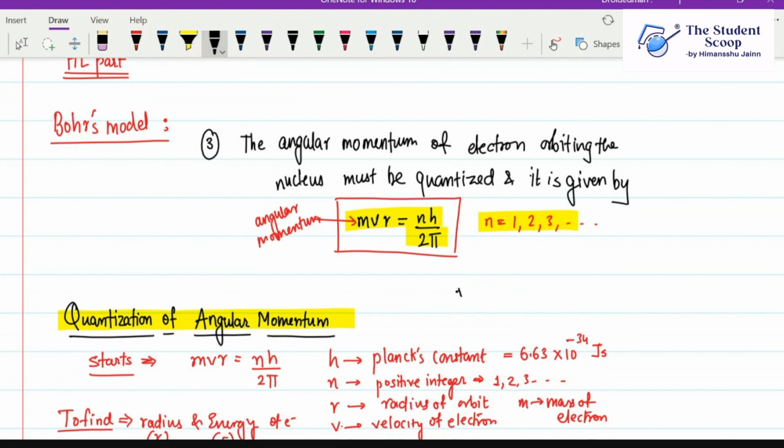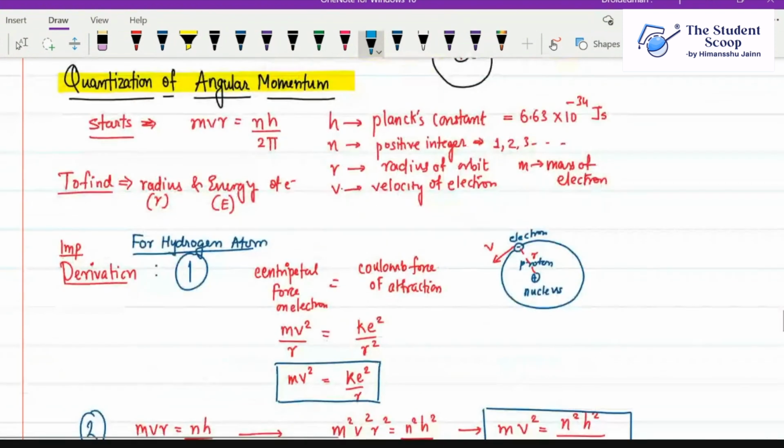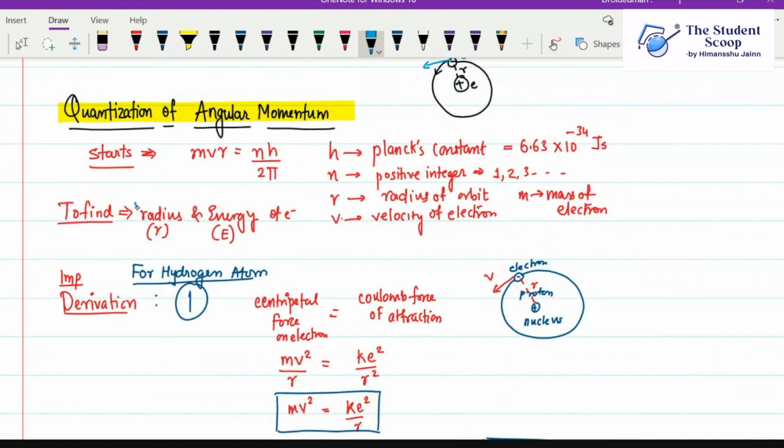The hydrogen atom has a positive nucleus, a positive proton, and an electron orbiting the nucleus. So both have charge e. One has negative charge, the other has positive charge, and the distance between them, let that distance be r. Let the velocity of this electron be v. Now, if I start with this model, we have mvr is equal to nh by 2 pi, where we know all the constants, and we intend to find the radius and the energy of this electron. So these are the key quantities you need to find. Remember how we will start.